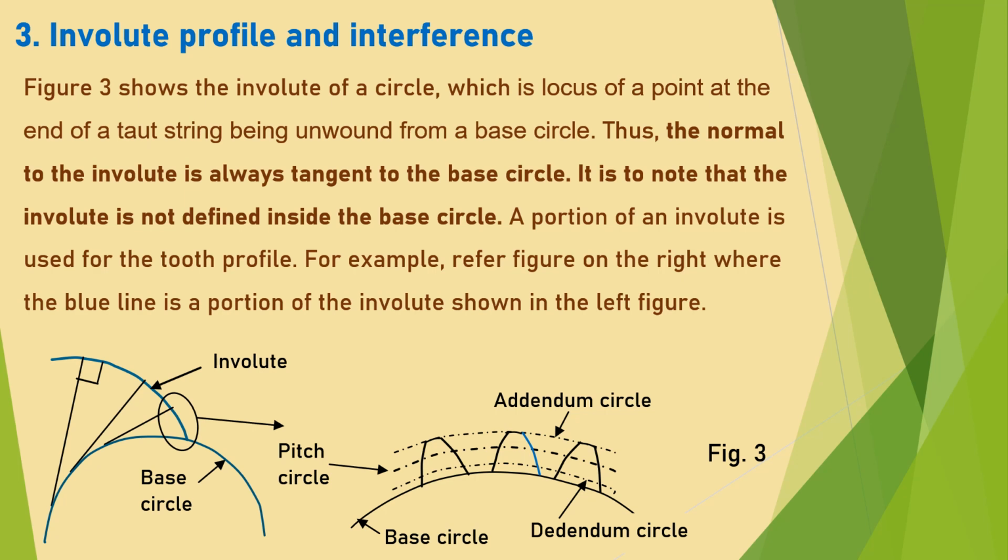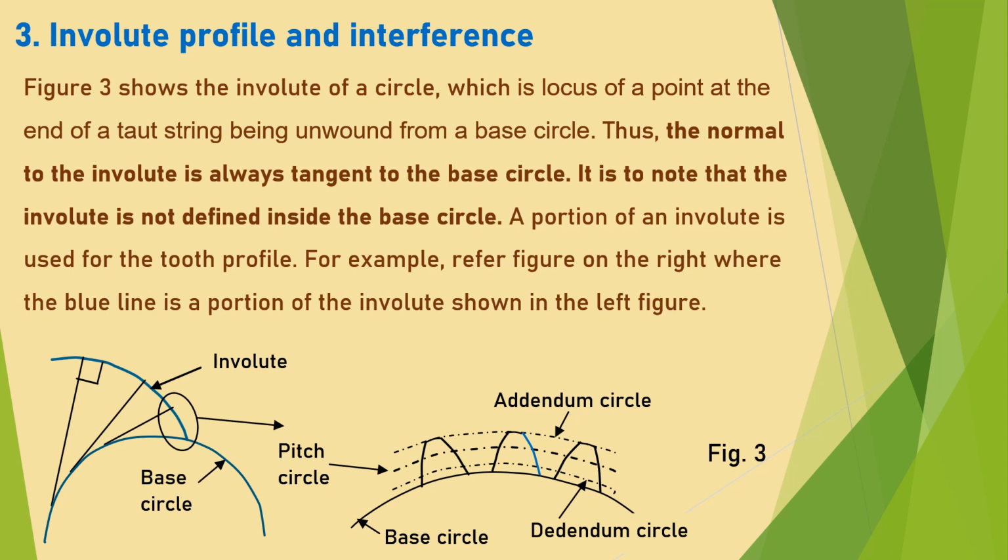Now I discuss the involute profile, its generation and its characteristics, followed by interference in gears with teeth having involute profile. Figure 3 on the left shows the involute of a circle, which is the locus of a point at the end of a taut string being unwound from the base circle. Thus the normal to the involute is always tangent to the base circle.